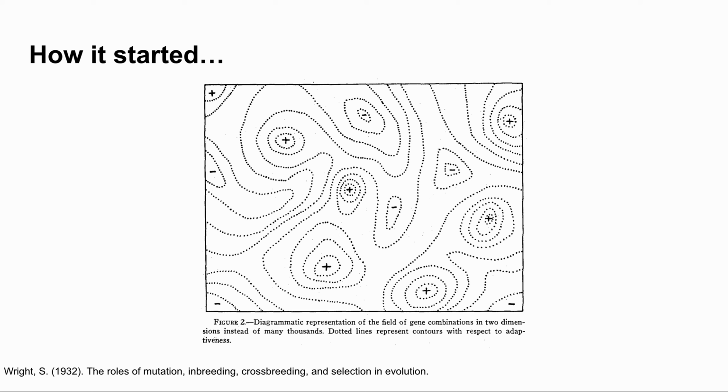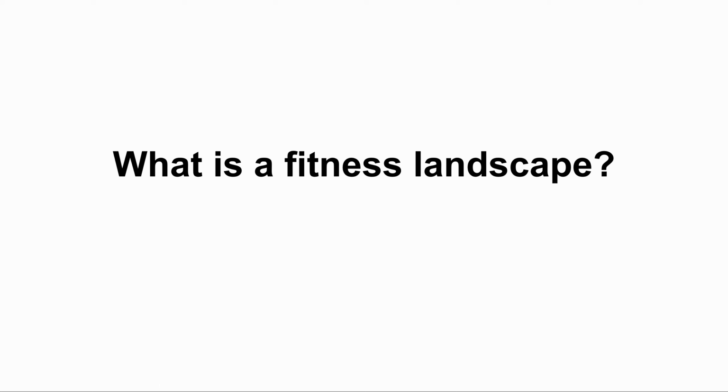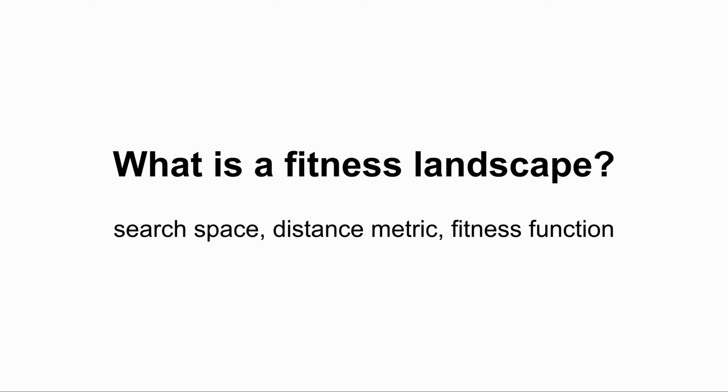Fitness landscape analysis originated from evolutionary biology as a way to analyze how different gene combinations contribute to the fitness of an organism. Now, fitness landscape analysis is often applied to optimization problems in computer science as part of a subfield called evolutionary computation. So, what is a fitness landscape? Broadly speaking, a fitness landscape consists of a search space, a distance metric, and a fitness function. Let's go over each of these in more detail.